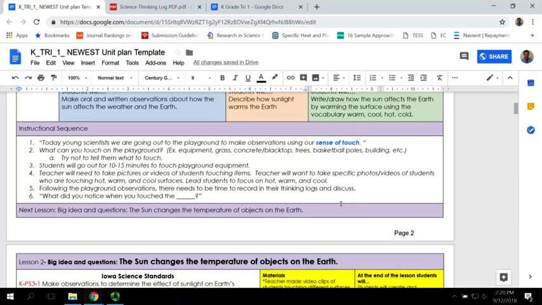You could have them go out without the thinking logs and just touch the different things and then come back and write. If it's a nice day, you could have them bring their thinking logs with them, maybe on a clipboard, and they could be drawing the pictures on the spot. That's really up to you. But the end of this lesson would be after they had explored the playground and filled out those two pages in the thinking log. And then in the next lesson, they'll be talking about developing big ideas and big questions.